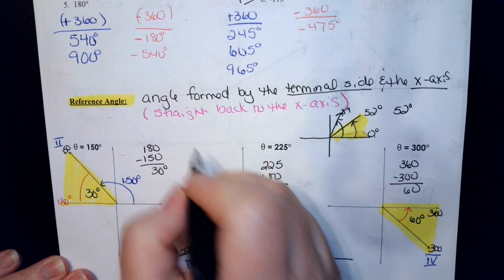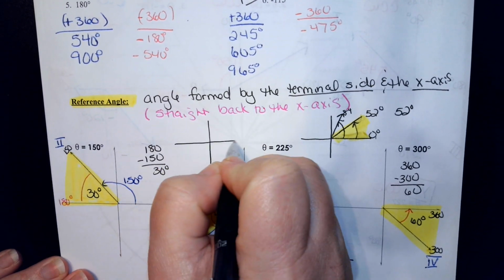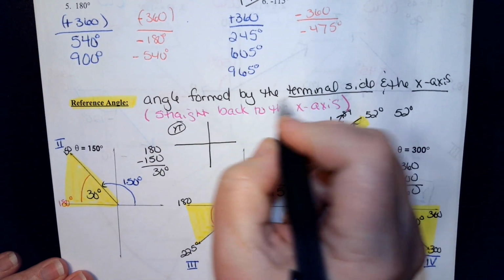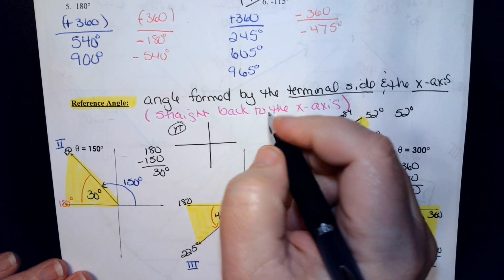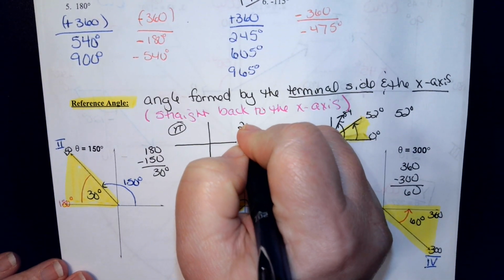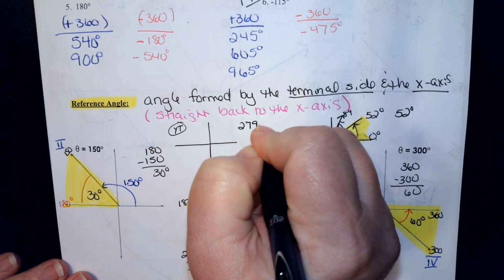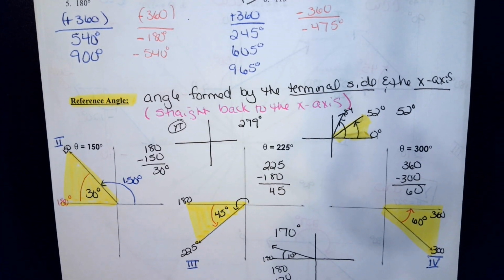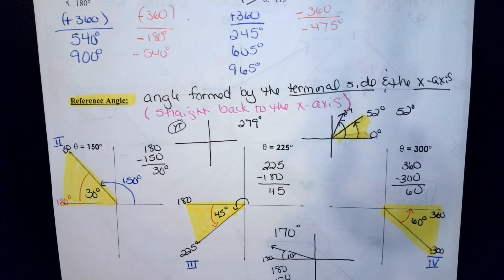Alright. Let's throw one more in there. Let me give you a little try. Let's say that we had an angle that was 279. What is the reference angle for 279 degrees? So take about a minute. Figure it out real quick.